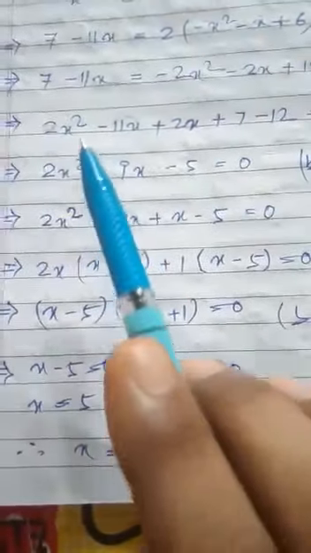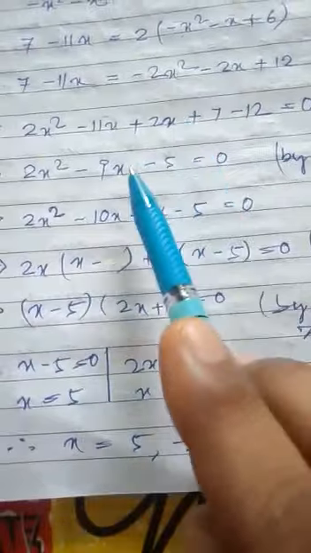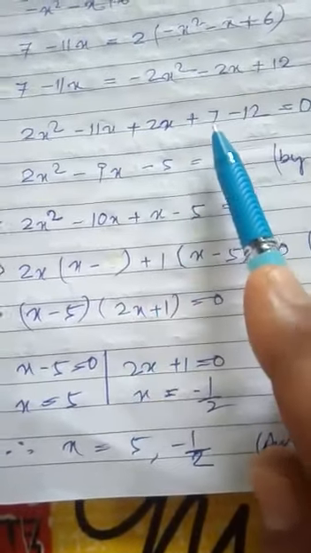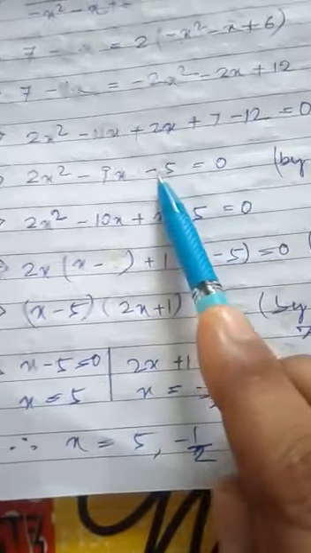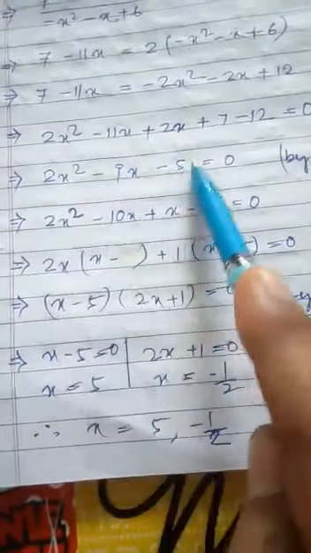Now when you go for further solving, 2x square, then minus 11x plus 2x gives you minus 9x, and 7 and minus 12 gives you minus 5. So now it has come to the quadratic equation format, that is ax square plus bx plus c equal to 0. Now it is reduced to the quadratic format.